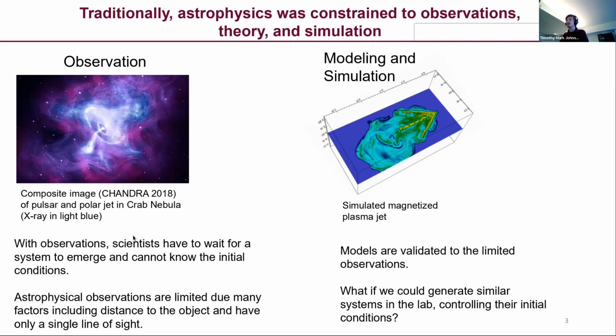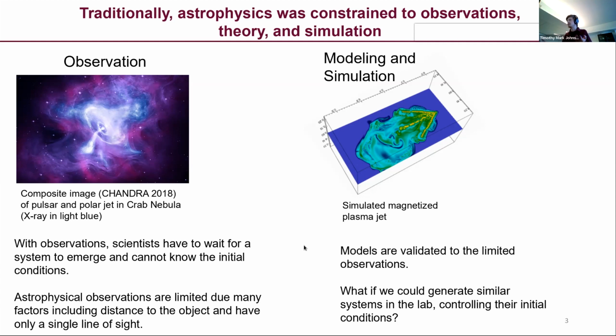So a way people try to improve on this constraint is to use modeling and simulation. You take your physics understanding and try to build a model out of that. This works a little bit better, but there are also problems if you're only constraining these models to these astrophysical observations. A lot of the time with the observations, you won't know what the initial conditions of the object are, so it makes this modeling step even harder.